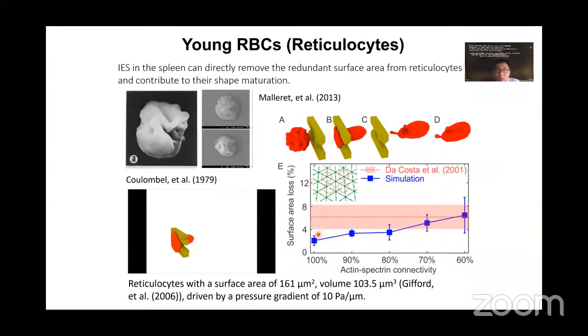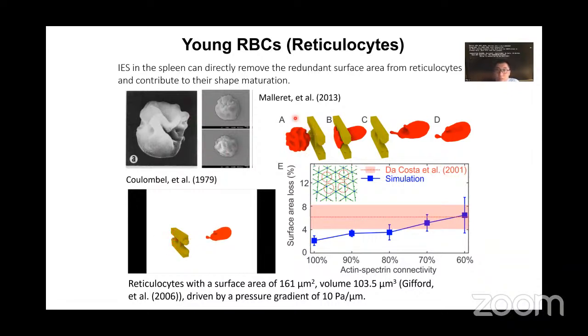And then next, we simulate a young red cell passing through the slit. So a young red cell is featured with redundant surface area. If we look at it with scanning electron microscopy, it shows up like a red cell with a lot of wrinkles due to this redundant surface area. And then based on this observation, we reconstruct this reticulocyte and simulate it passing through the slit.